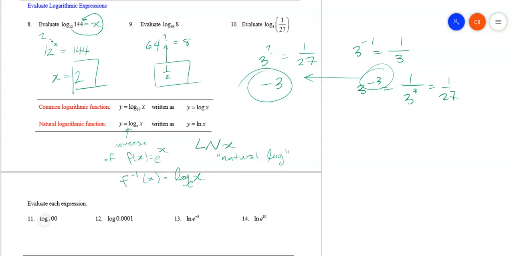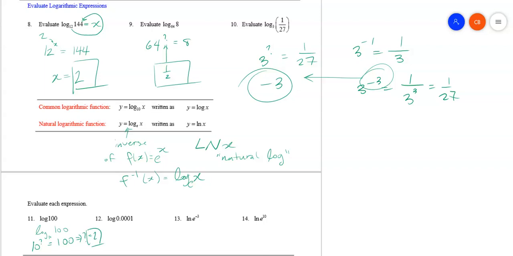Now we're going to try evaluating some of these special logs. Log of 100, we could rewrite for illustrative purposes. This means log base 10 of 100. The result tells you which exponent we need to put on 10 in order to get 100. So 10 raised to some power is equal to 100. 10 squared is 100, so that will be equal to 2.